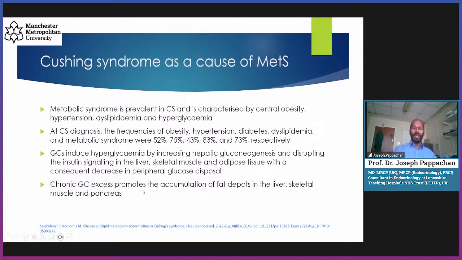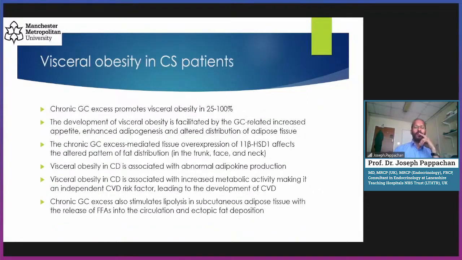Chronic glucocorticoid excess promotes accumulation of fat deposits in the liver, skeletal muscles, and pancreas. All those things can lead to visceral obesity in Cushing syndrome patients with a very high prevalence of 25 to 50%, even 100%, especially if it is slow, indolent, and chronic. Visceral obesity in Cushing's disease is associated with increased adipocyte hormones. It's also associated with increased metabolic activity, resulting in increased cardiovascular risk.